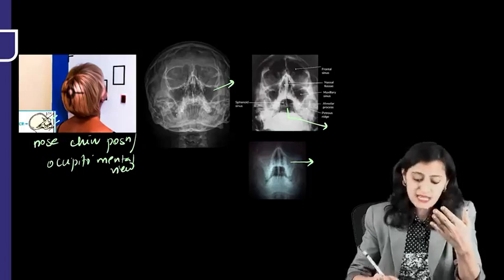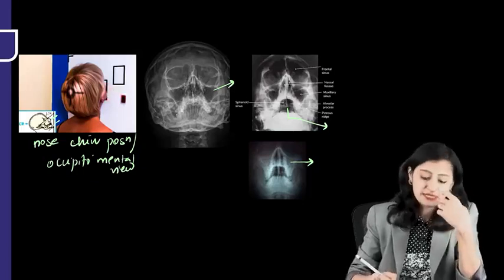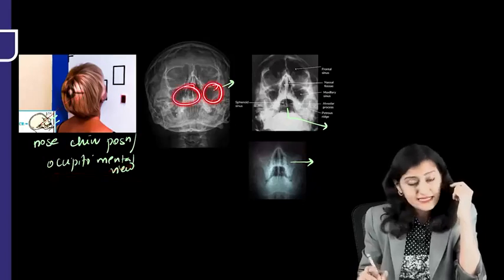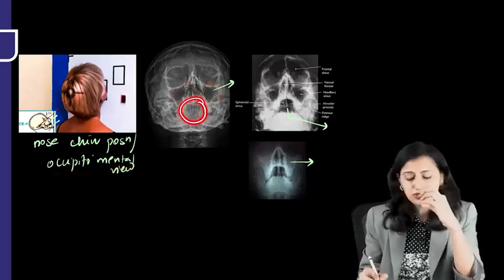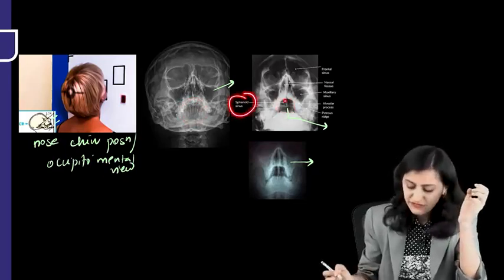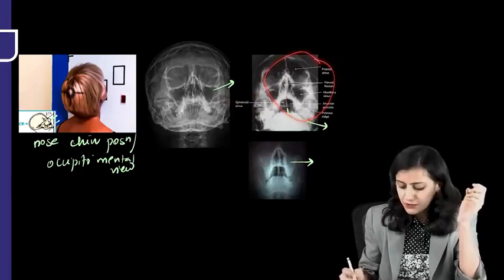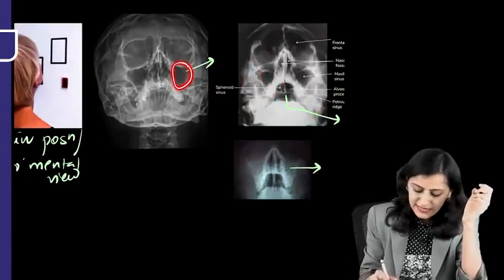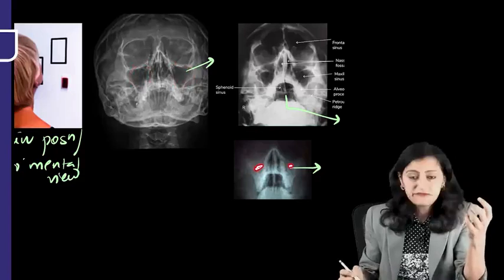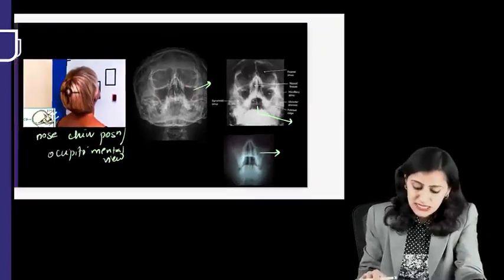The chin touching the cassette, nose-chin position, that is the Waters view, occipitomental view, done for the maxillary sinus. It can be closed mouth or open mouth like this, which helps in the visualization of the sphenoid sinus, that is Pierre's view. And look at the normal sinuses, they should be black, containing air. But when they are opacified, it suggests sinusitis.